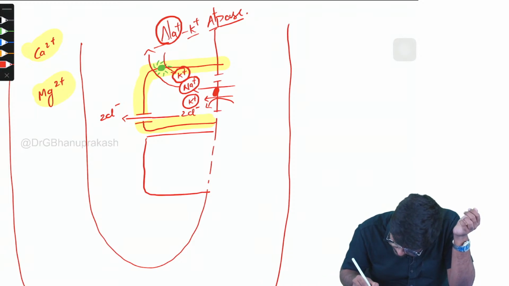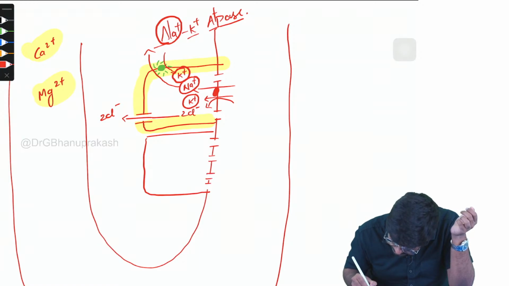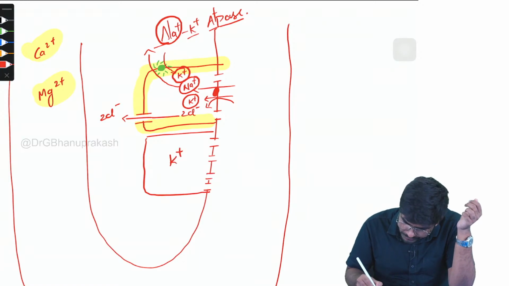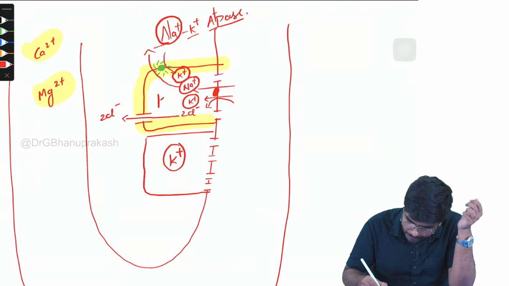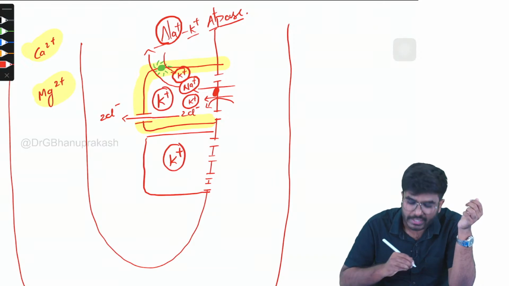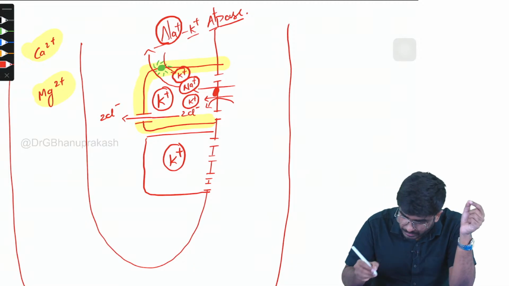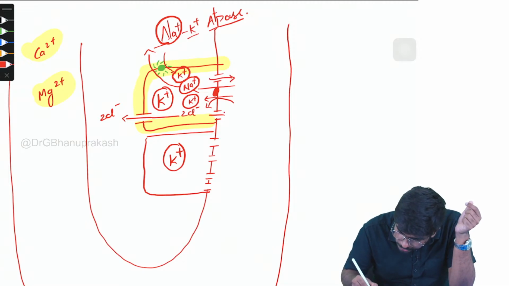Now, via the potassium leaky channels, whatever potassium has accumulated inside the cell, I have taught you, a high amount of potassium is getting accumulated inside the cell. Now, all this potassium will again leak back into the lumen. It's coming back out.